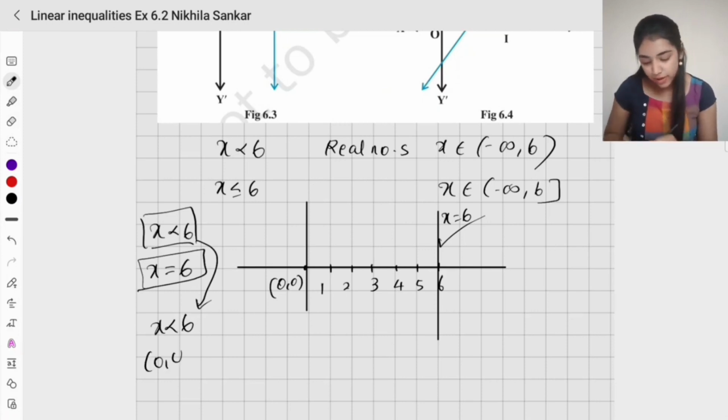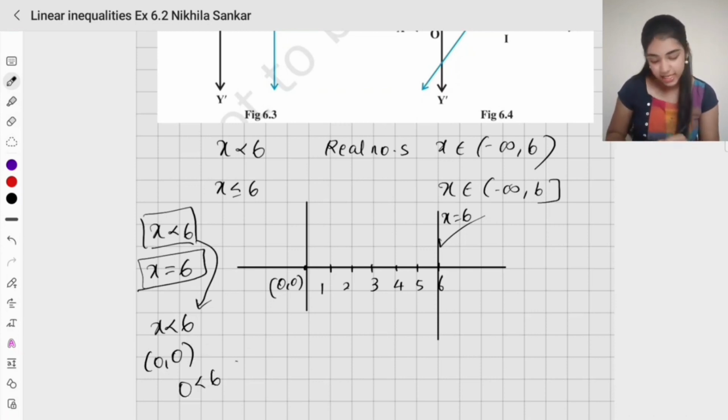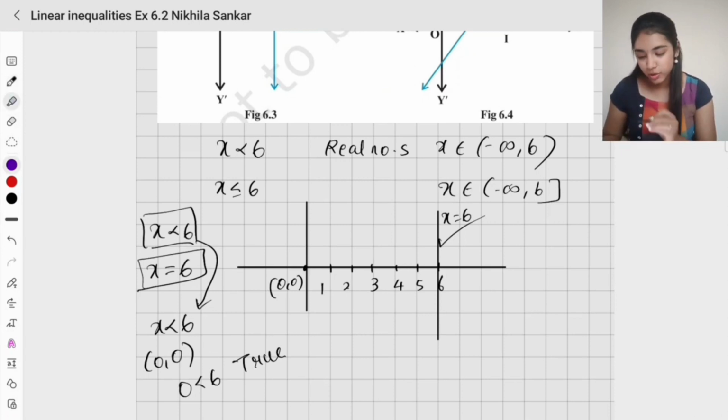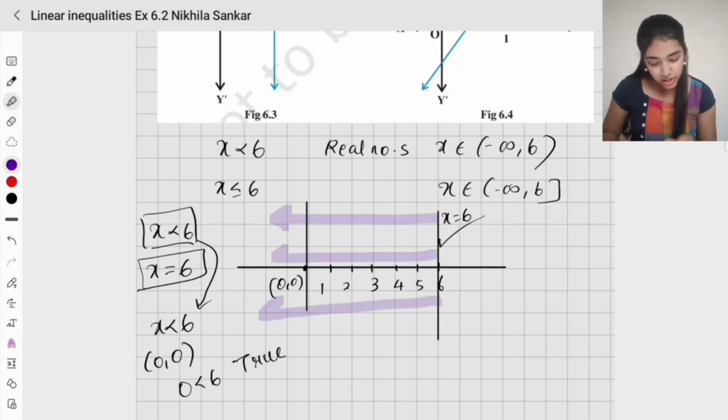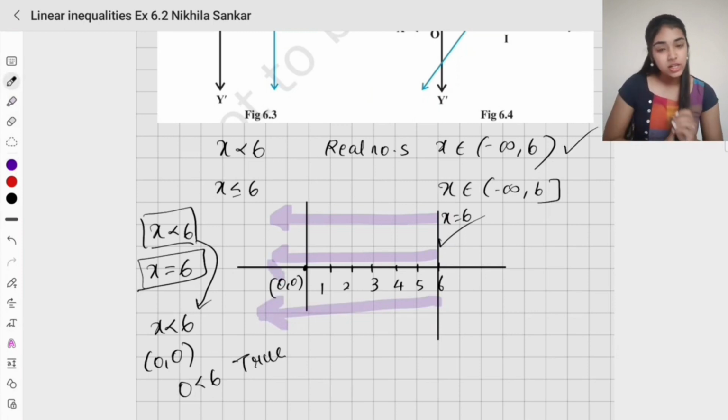When I substitute the value 0, 0 into my inequation, there is no y. So substituting x as 0, 0 is less than 6. Is this true or false? This is true. So when it is true, the value 0, 0 is included. So where is your region? Your region that includes the solutions for x is going to be this. So this is your region. This is how we used to draw it all these days, like this. Not including 6.